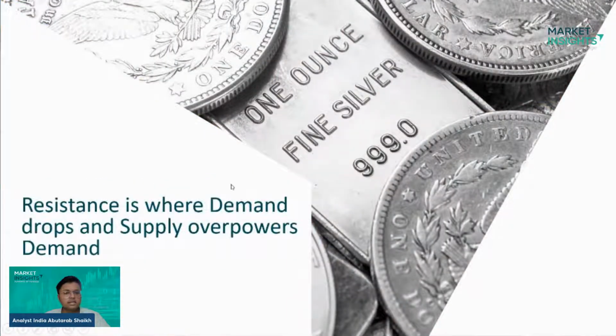The next thing is resistance. Obviously we know the opposite is going to be correct. So resistance is where demand drops. Demand, that is buyers, lose their interest in that particular asset or security, equity, commodity, cryptocurrency.